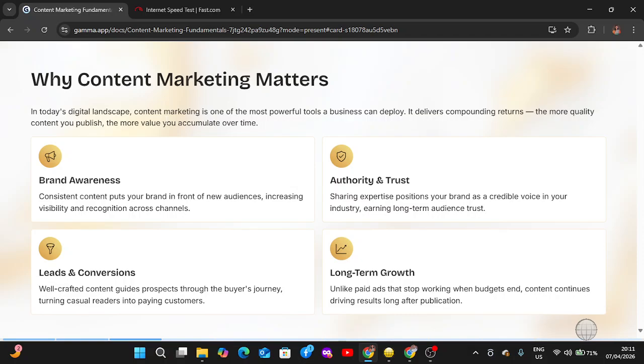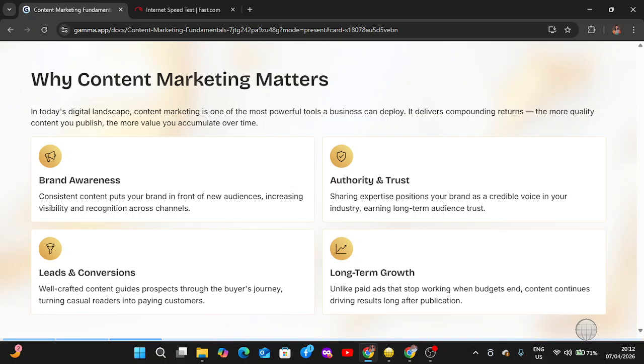So the next thing content marketing does is for you to get leads and conversion. What leads and conversion does is, when you create content, it moves prospects through the buyer's journey, turning them from casual readers into paying customers. So people that we have built what we call the KLT factor, that's know, like, and trust, they begin to love you and begin to become people that want to buy the product you are selling.